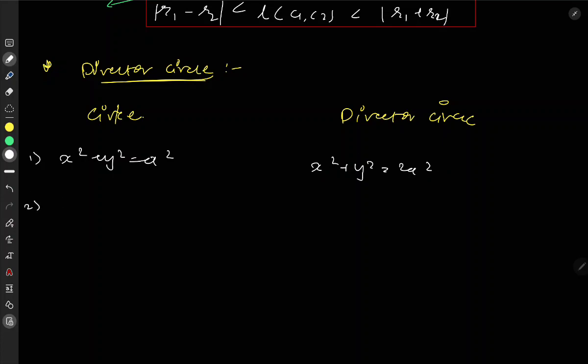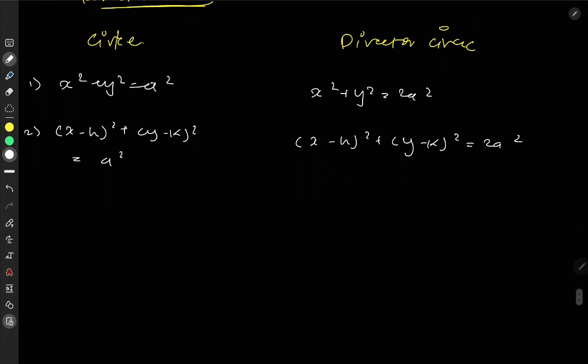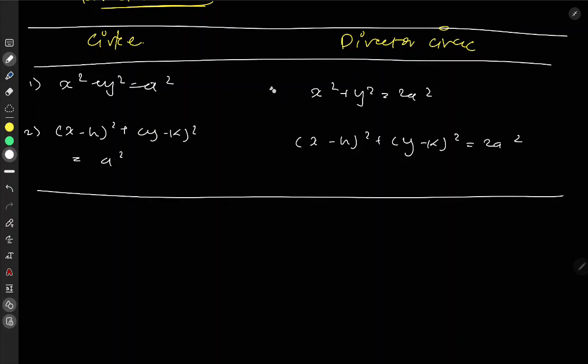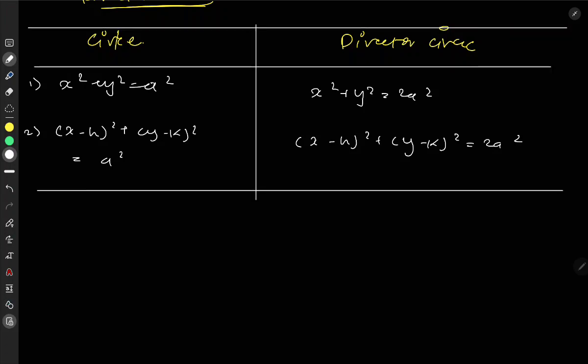This is the one. (x minus h) the whole square plus (y minus k) the whole square equals to a square. Then here it would be (x minus h) the square plus (y minus k) the square equals to 2a square. Now that we have covered this too, yes, let us move further.